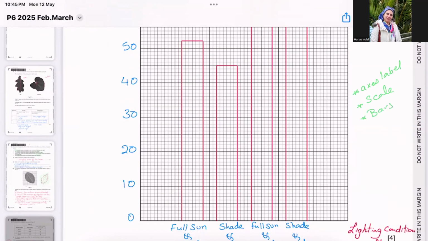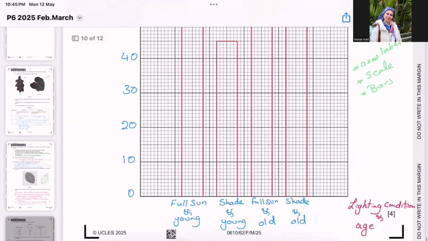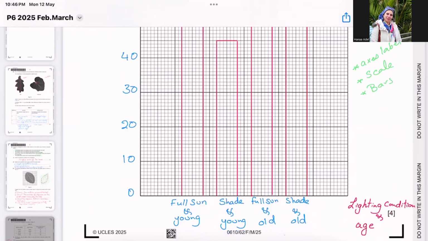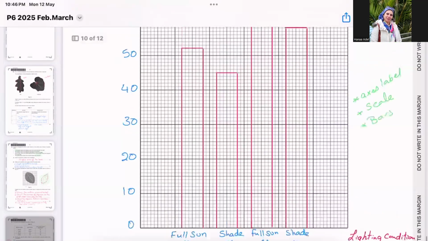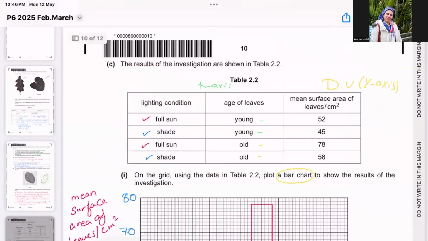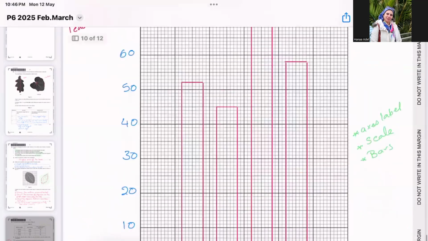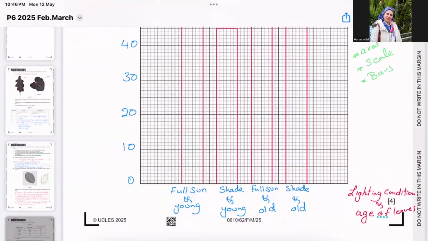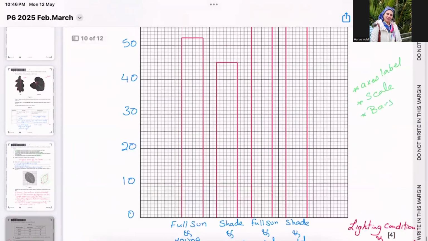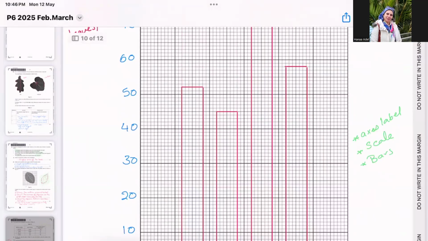Okay. Right. We have lightening condition and age of leaves. So we can write it like this. The first one, we will write full sun young with the data 52. So full sun and young, and the data for it, plotting 52. This one.